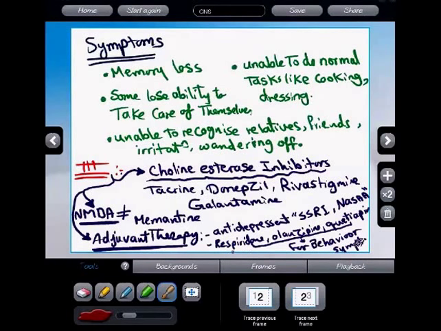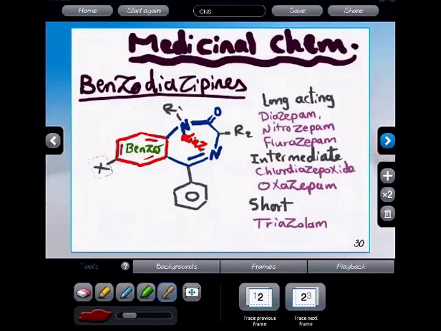And there is risperidone, olanzapine, and quetiapine for treating the behavioral symptoms. Okay, guys, what we covered is the whole set of diseases of the central nervous system and how to treat them.